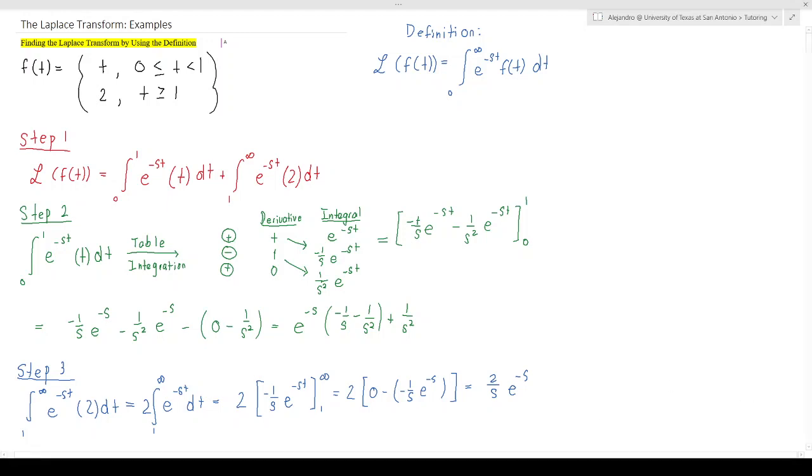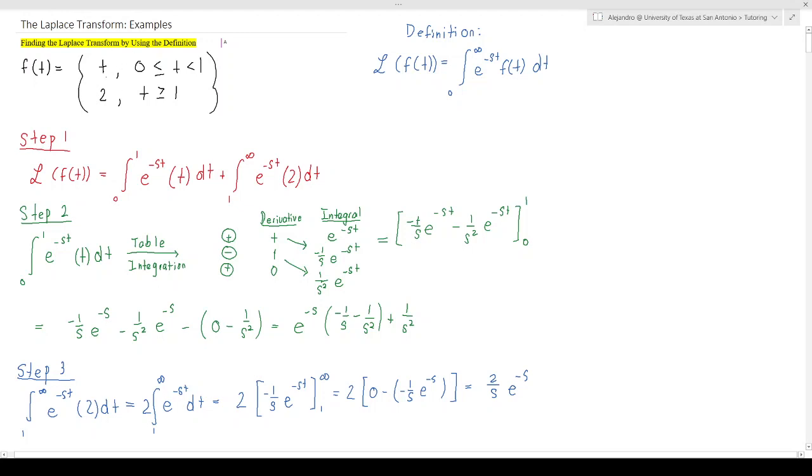Hello everyone. In this video we're going to be going over how to find the Laplace transform of a function by using the definition. One of the functions that we might be given is one that is given in a piecewise defined fashion. Piecewise basically means that the function takes on different forms depending on the value of t.